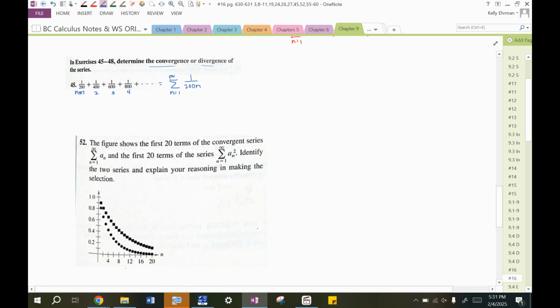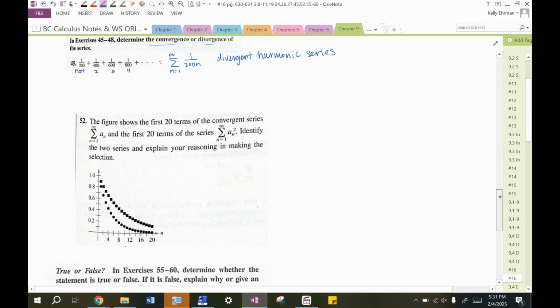This is a quick one, right? This is a harmonic series, so determine convergence or divergence. This is a divergent harmonic series. You can easily pull the 1 over 200 out in front, and it's 1 over 200 times the harmonic series. So, yeah, that's all you have to show. You could say p-series as well.